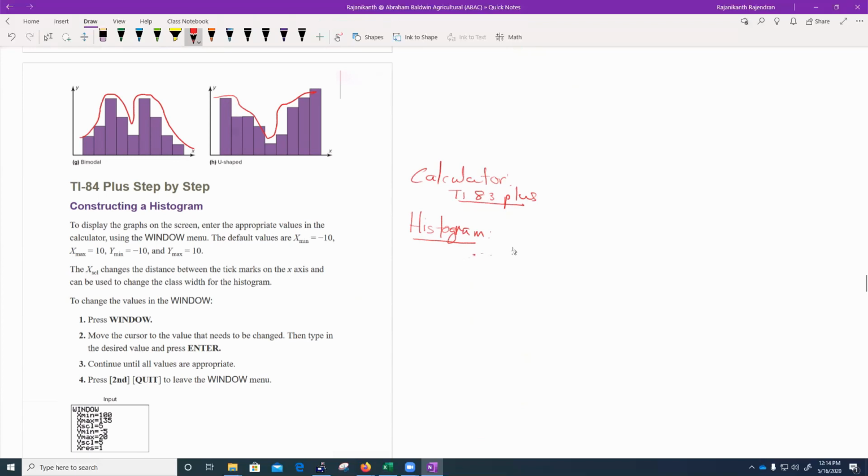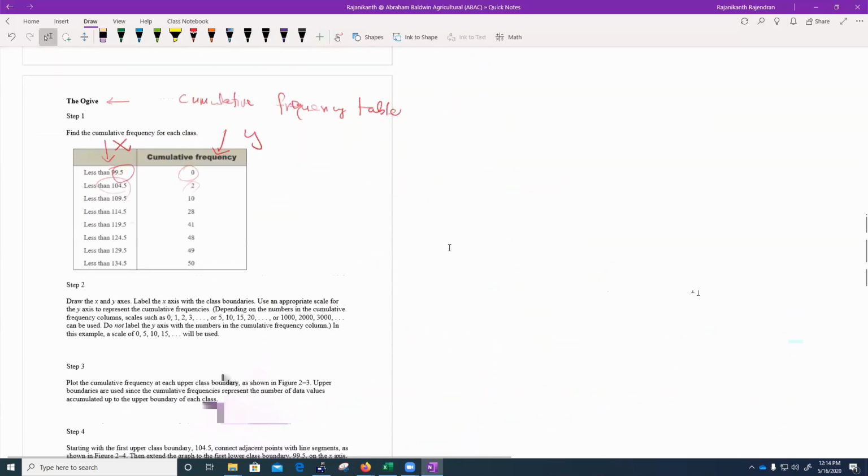Go to stat, then edit, then you will see there are a lot of columns. So I'm going to enter all the midpoints or x values into the L1 column, and my frequency is going to be my L2 column. Okay, so let us enter those values.